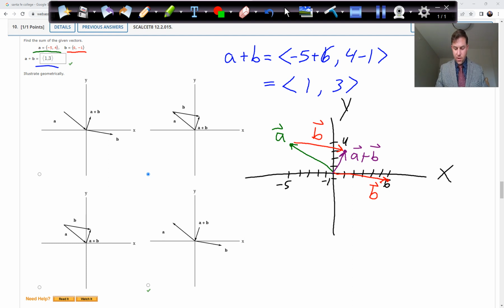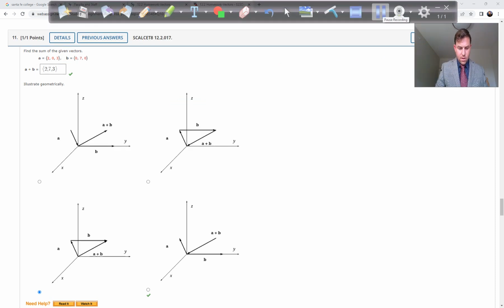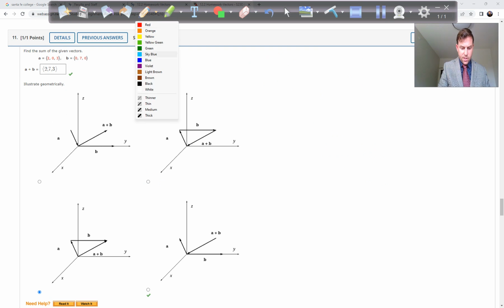And hopefully you can see, if I drew this to scale, that this B up here is parallel to this B down here, and it's the same length. And if you look at it, the best picture is this one. So that's pretty much what I drew. Okay, that's problem 10. Okay, problem 11, very, very similar.